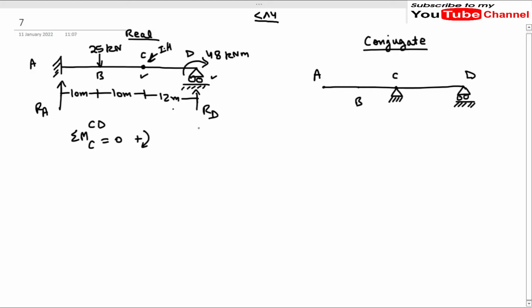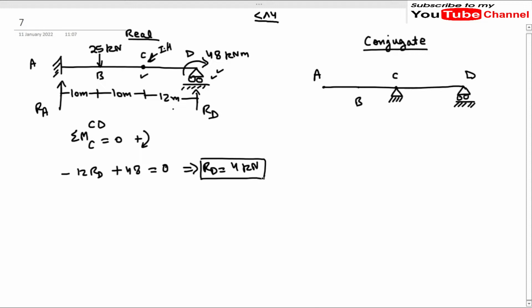So it will be RD times 12. RD acts in the anti-clockwise direction about C, so it will be negative: minus 12 RD plus 48. What is 48? It is the clockwise concentrated moment at D. So it will be equal to 0 because there is no other moment. From here you will get the value of RD as 4 kN. Now we have got the value of RD.